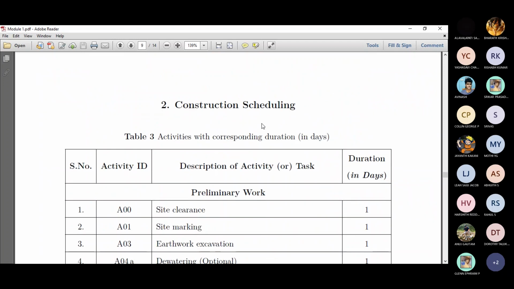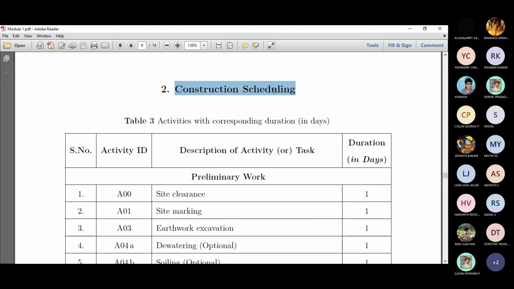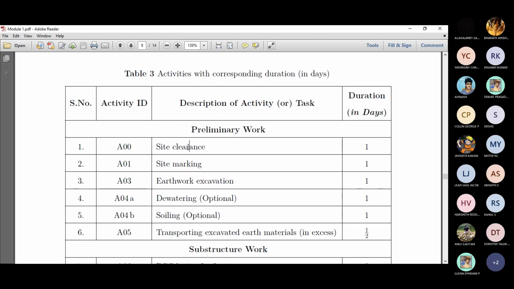Like I'm just going to show you. This is the construction scheduling, which is the second function of management. Say for site clearance, I may take 1 day. Here I represent it in terms of days, but I need to tell you that this is not 24 hours.